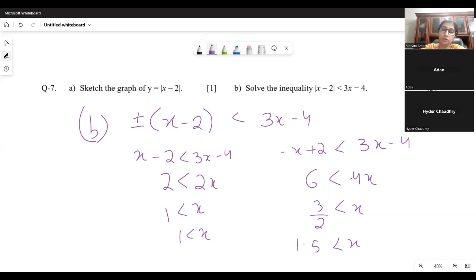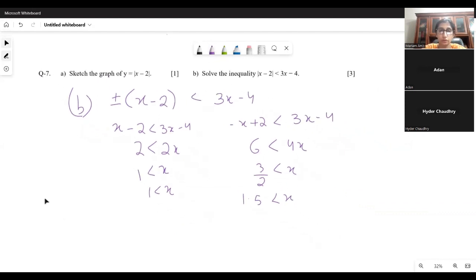Both are coming as greater than. How do we check if one solution is right or one solution is wrong?